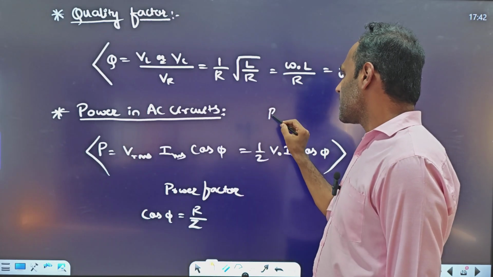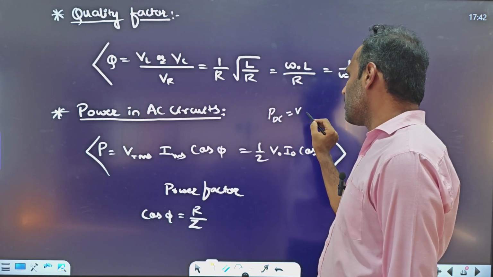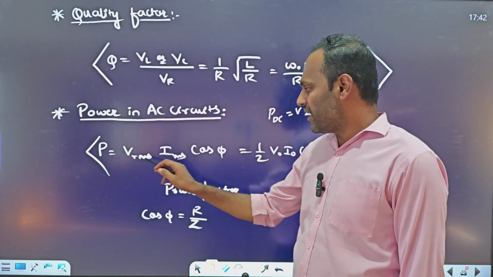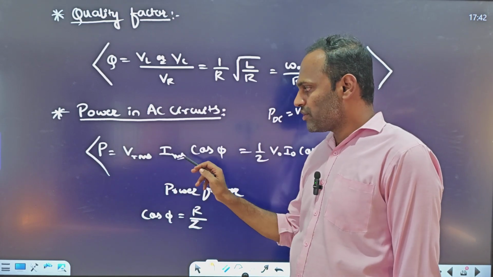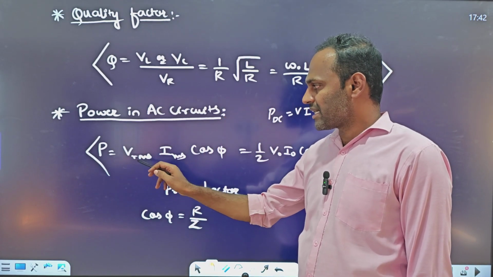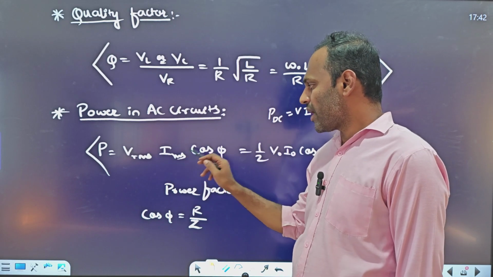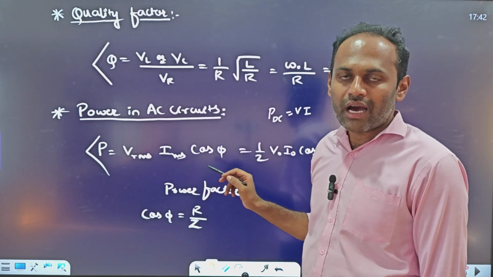See, power in a DC circuit is given by V into I only. There the phase difference does not come in. But here it is V into I into cos phi. And here we have to take RMS values. Power in an AC circuit is called average power, right? So power is equal to V RMS into I RMS into cos phi. This is in terms of RMS values.